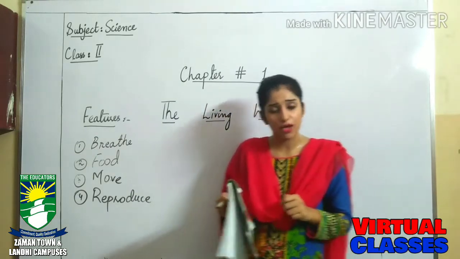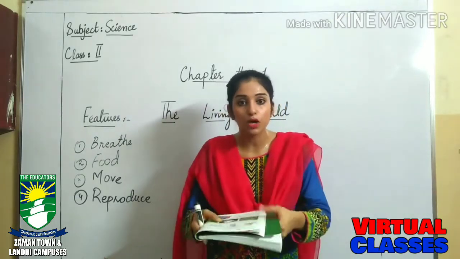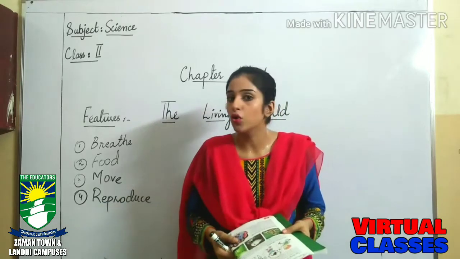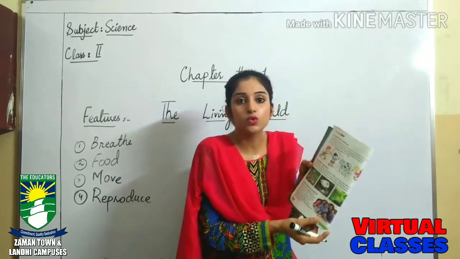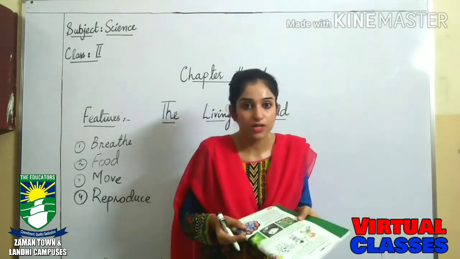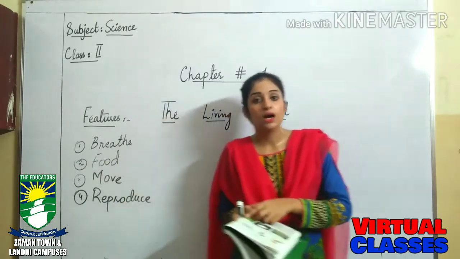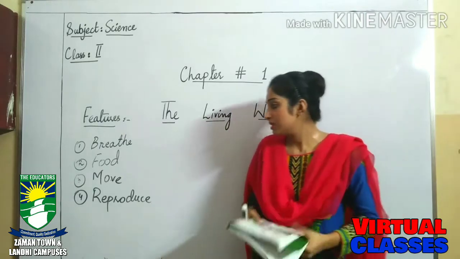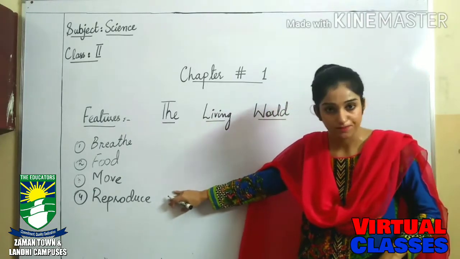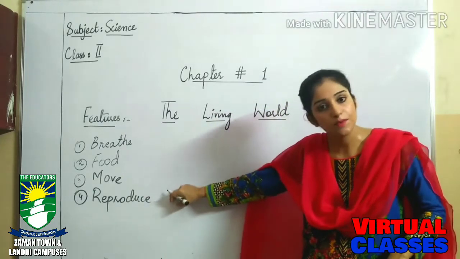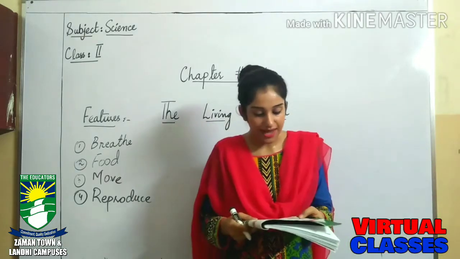If we talk about non-living things, have you ever seen a book producing a small book? No. It cannot give birth to any small book. The book cannot have babies. A marker cannot have its babies. So these are non-living things. This is feature number 4, reproduction. Living things can reproduce. Now, let's move towards the next one.